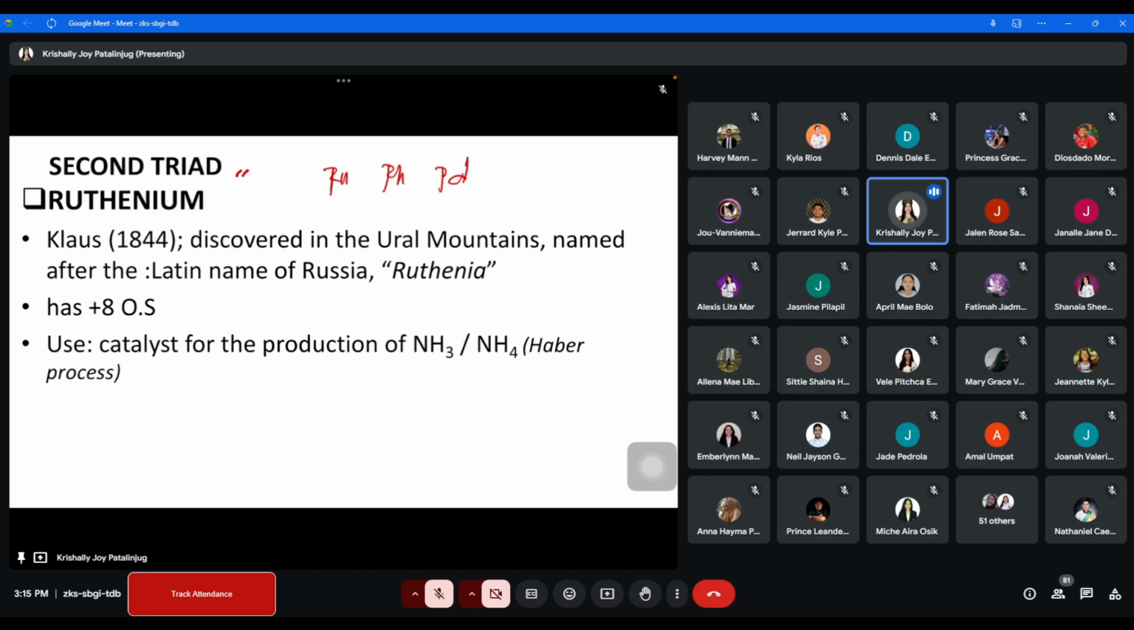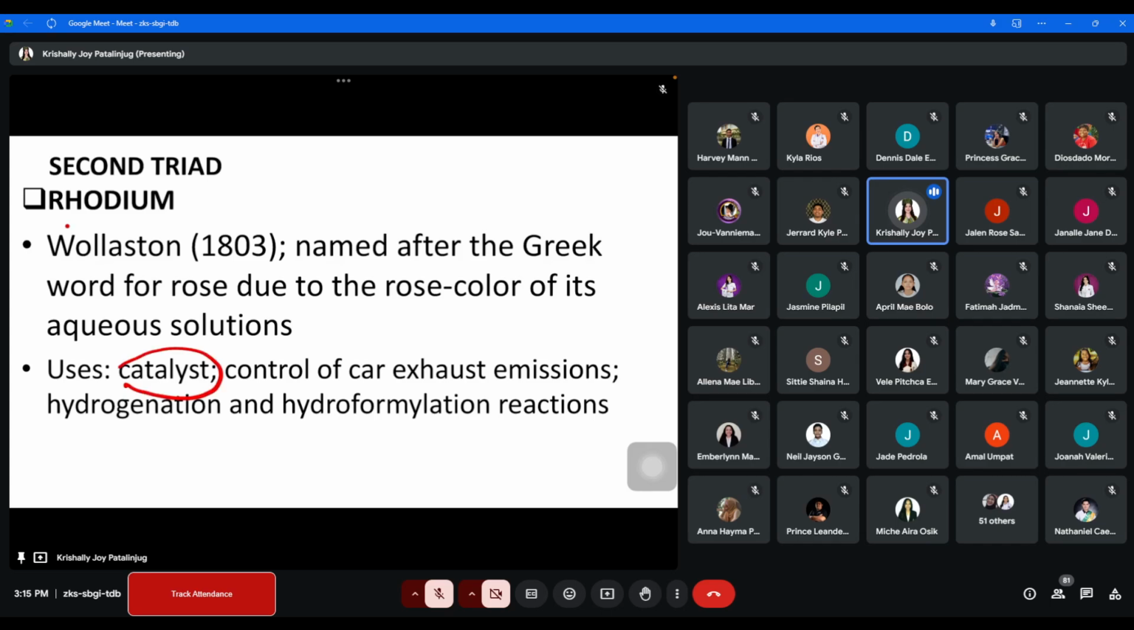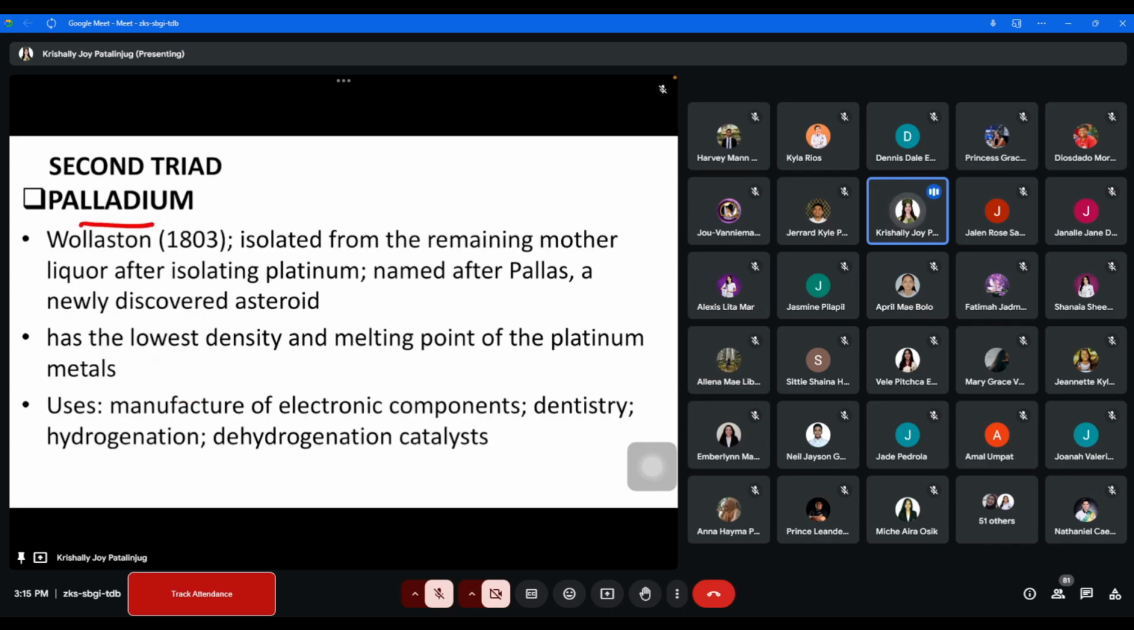Okay, for second triad, atong mnemonics ani kay ruro ng palad. Mainly, mga catalyst yung gamit nila. They are used to facilitate chemical reaction. So, ruthenium, it's a catalyst for the production of ammonia. Ito din, rhodium, it's a catalyst. Palladium as well, it's a catalyst. So these are metal catalysts.